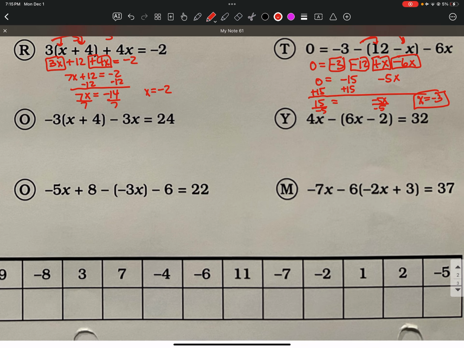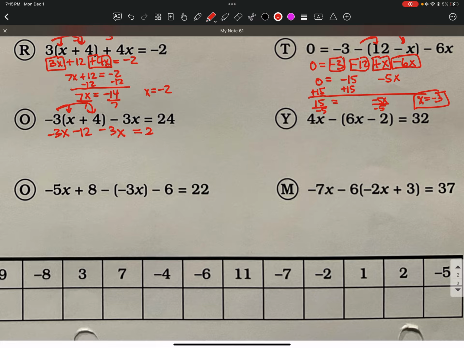All right, these last 4. Negative 3 times x is negative 3x. Negative 3 times 4 is minus 12. Minus 3x equals 24. We've got negative 3x and negative 3x. They're all in the negative team, so negative 6x minus 12 equals 24. Let's add 12, we can put it to this side. Negative 6x equals 36. Divide by negative 6. X equals negative 6.